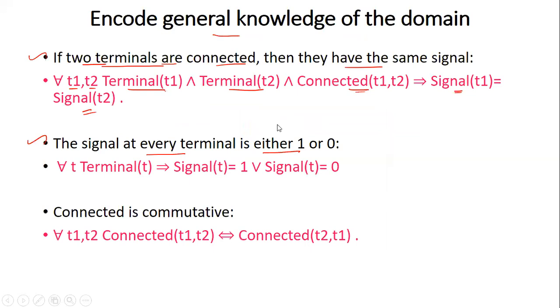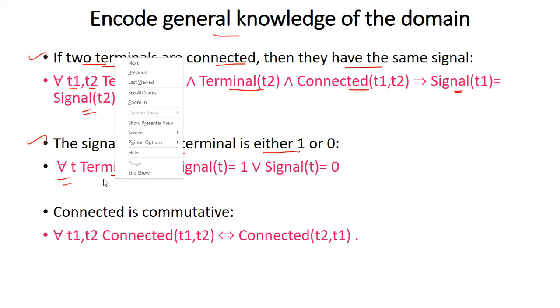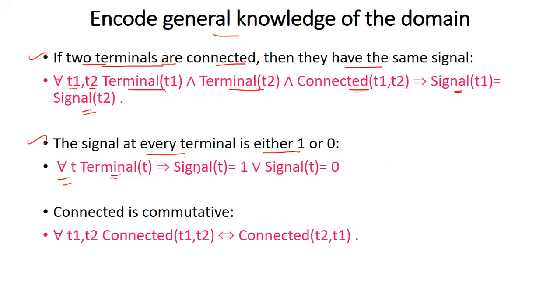So how do we represent that? For all t, Terminal(t): any terminal you take will have some signal, and that signal will be equal to either 1 or 0. So any terminal basically represents a signal, and that signal will be either 1 or 0. Okay, fine. And the third is, connection is commutative.